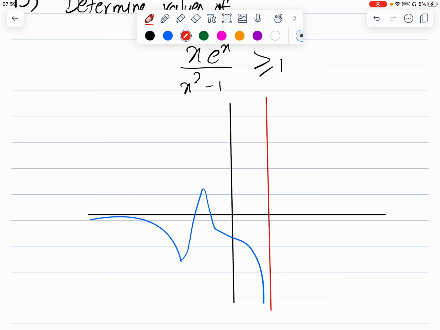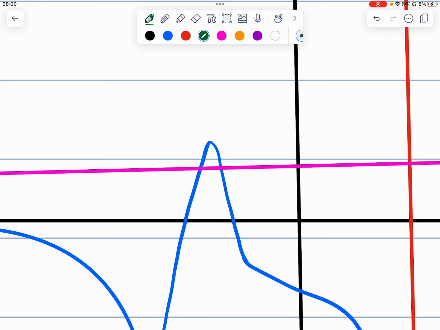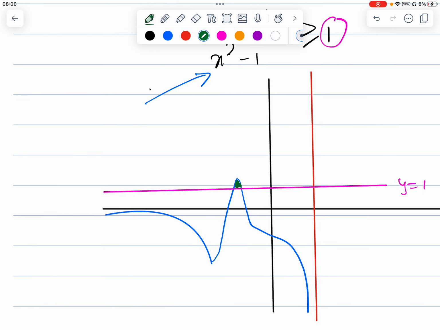Now this is a 1. Then another graph is y equals 1. So I'm drawing that graph y equals 1. Now what is he asking? Where the graph is above the line. This is y equals 1, and this is the graph of the left hand side, the blue color graph. Now when I magnify and zoom, this green color region is going to be the region where the blue color graph, the left hand side, is greater than or equal to 1.